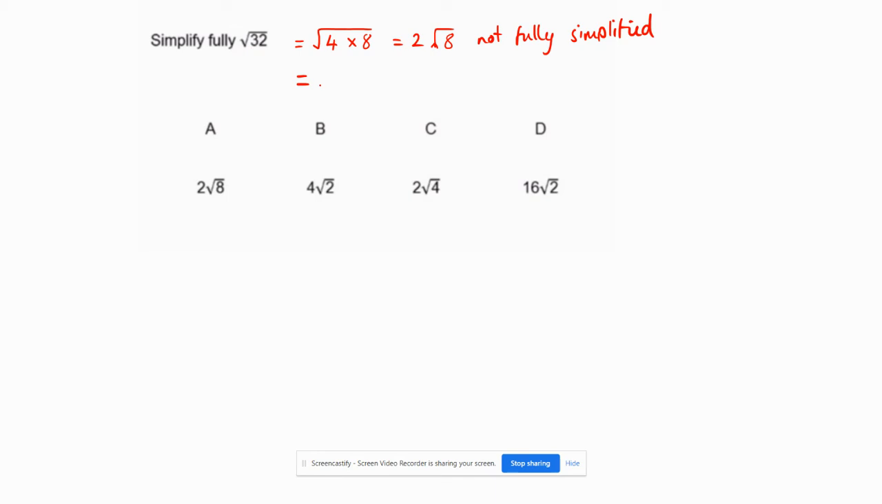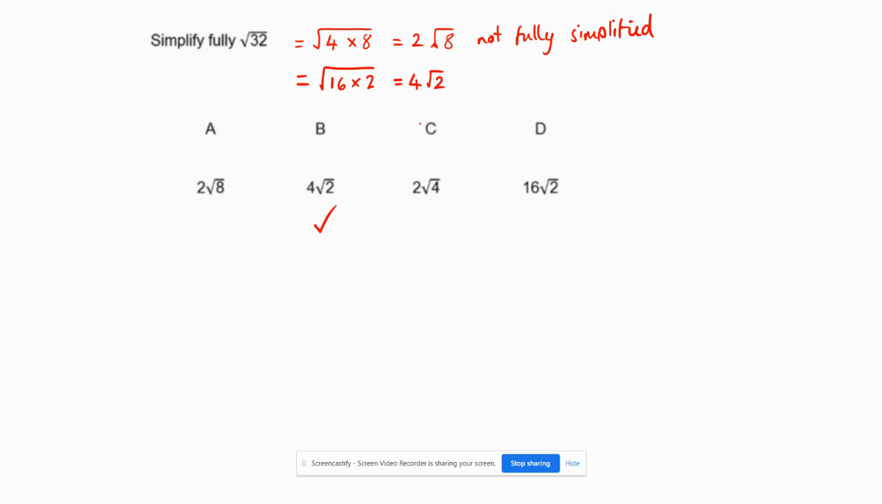So 32 is also made up of 16 times 2. Now, 16 being a bigger square factor than the number 4. So we can square root 16 to get 4. Square root 2 to get root 2. So we can see that B is the correct answer. So A, not fully simplified.